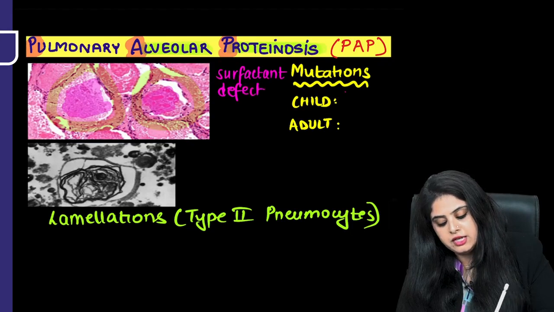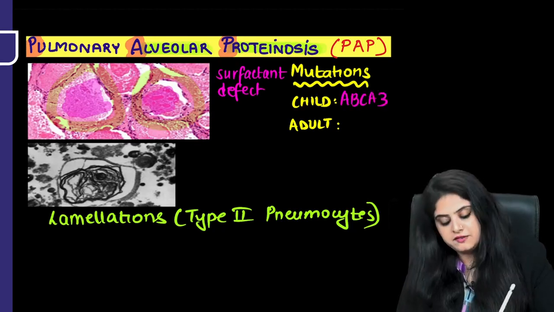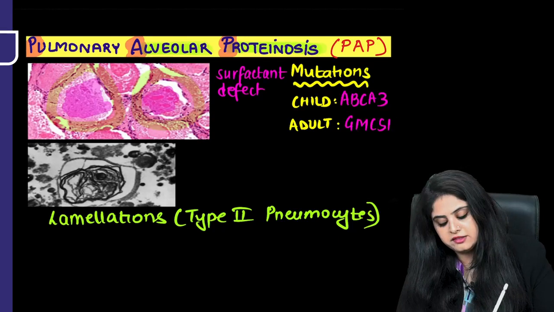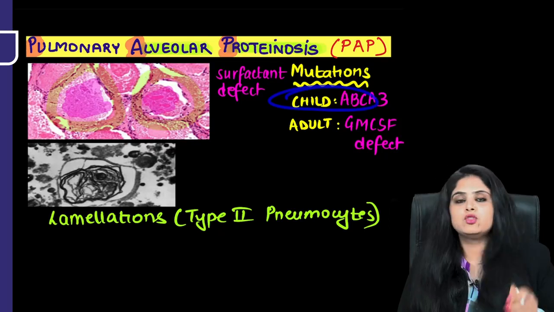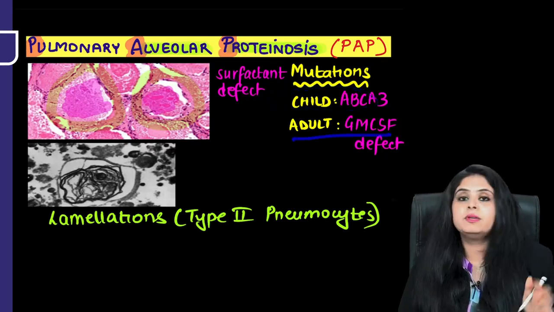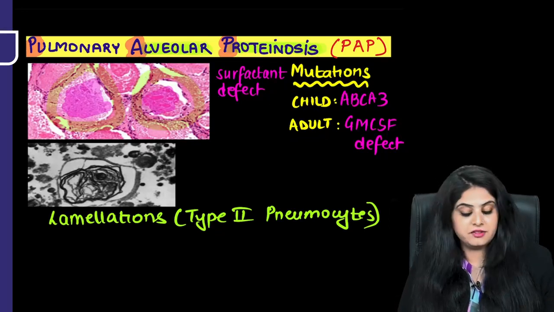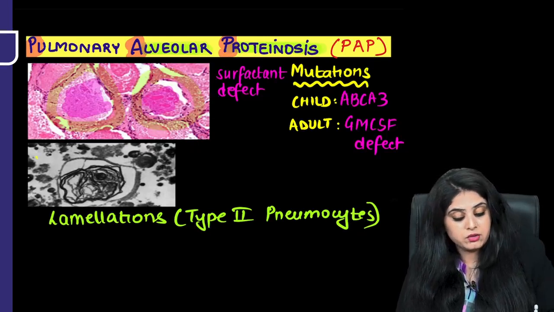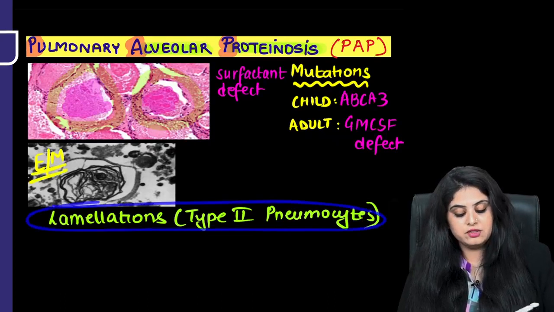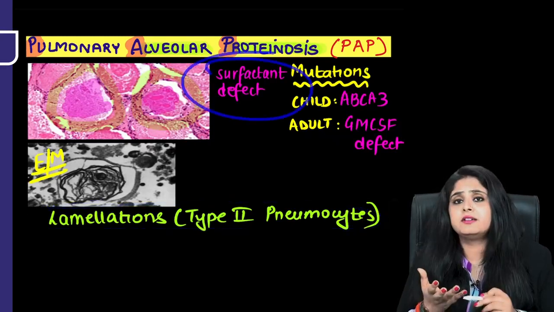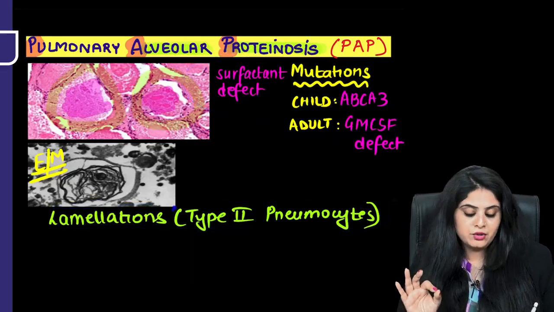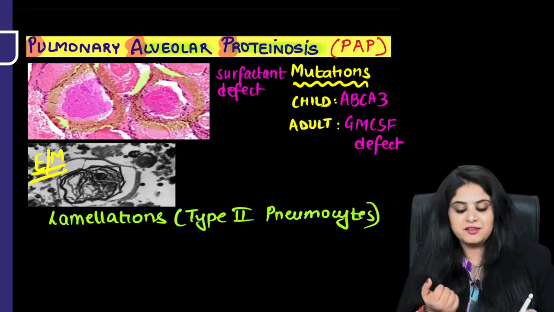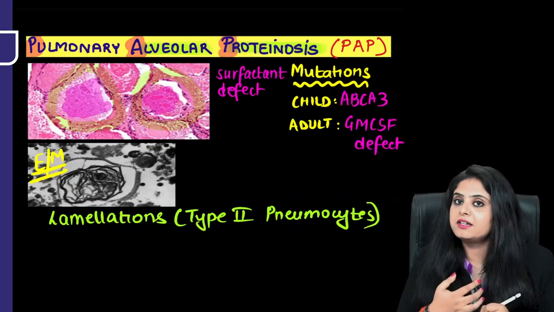So in children, it is an ABCA3 defect, and in adults it is a GM-CSF defect. A simple way of learning: children learn ABC, so in children it is ABCA3 defect, and in big people it is GM-CSF defect. What you see on electron microscopy is important for the INI-CET exam. It shows you these lamellations, because now tell me, who makes surfactants? Type 2 pneumocytes, I just told you. So whose photo will it be? It will be a photo of type 2 pneumocytes, because it is primarily a surfactant problem.